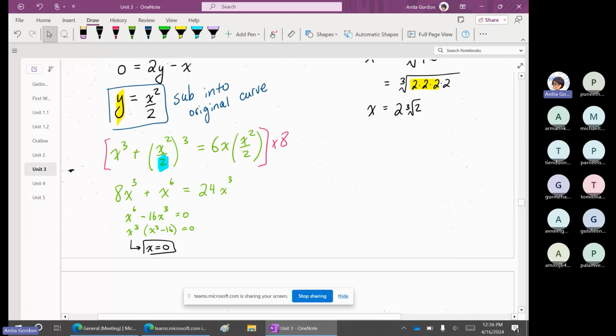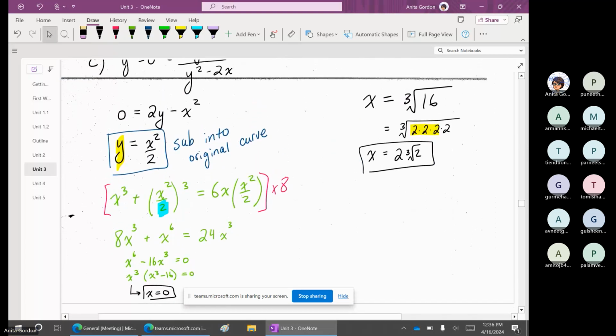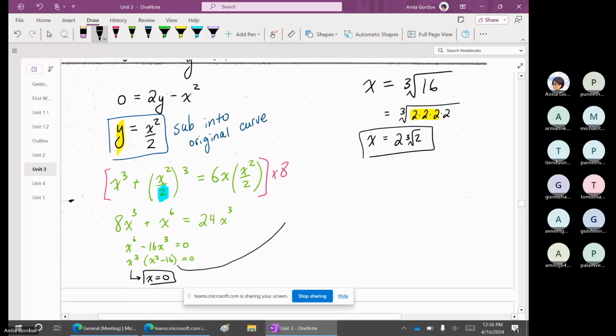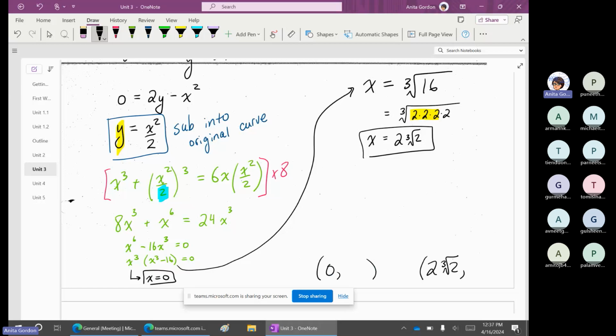Okay, 2 options on the curve. Either x is 0 or x is 2 cube root 2. So I have 2 possibilities. I'm looking for 2 coordinates, 0 something and 2 cube root 2 something. How do I find the something?